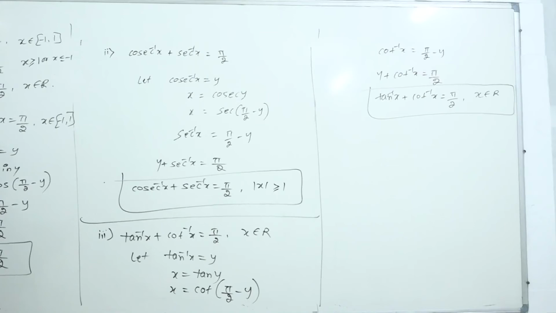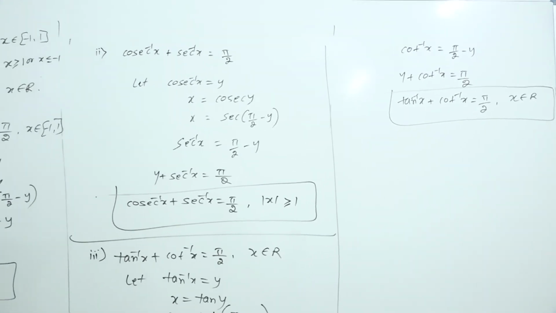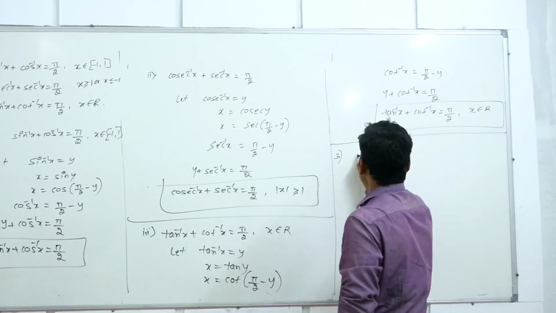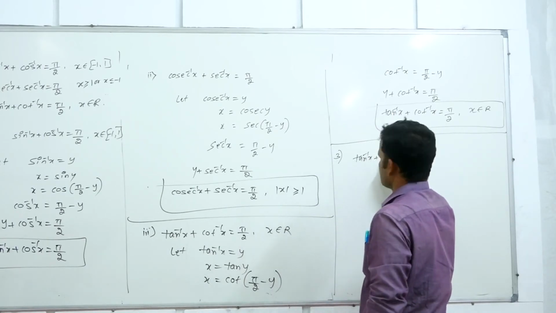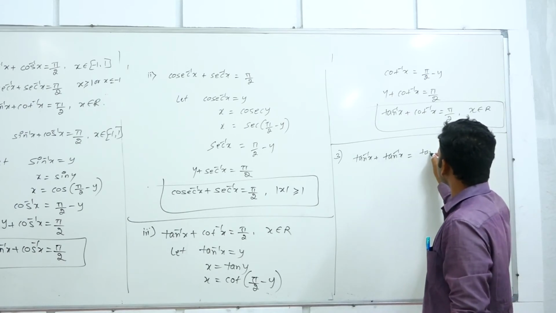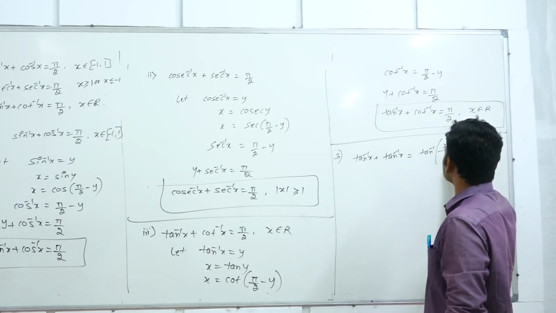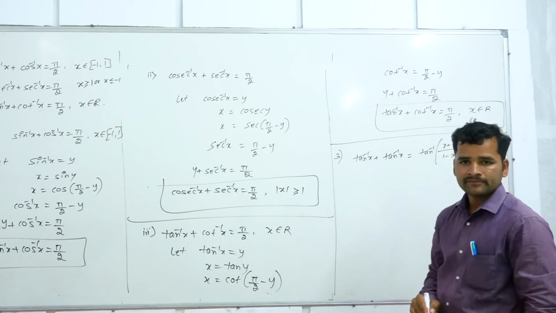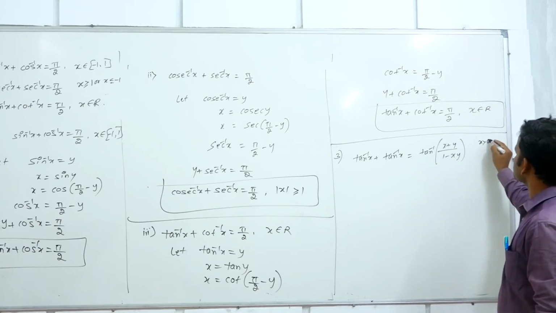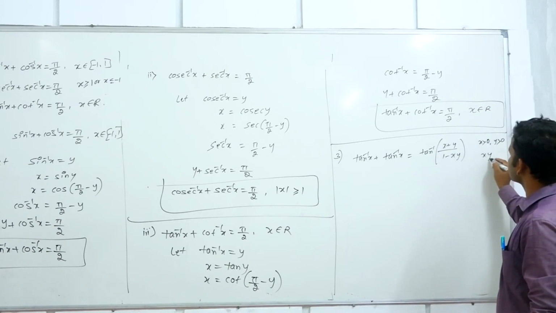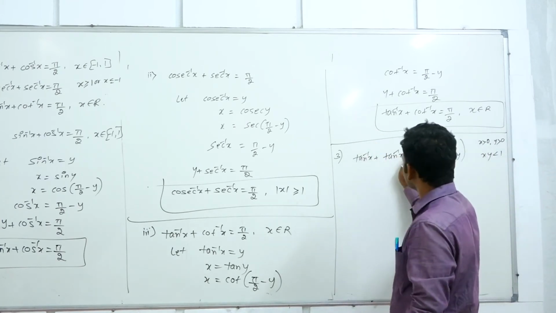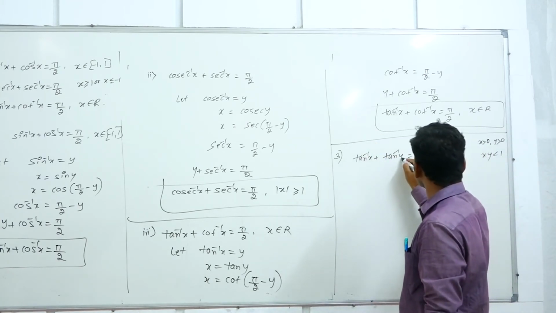Now going to the next property, that is tan inverse of x plus tan inverse of y is equal to tan inverse of x plus y by 1 minus xy. This is the case when x value is greater than 0, y value is greater than 0, and xy product is less than 1. Sorry, it is not tan inverse of x again, it is tan inverse of y.